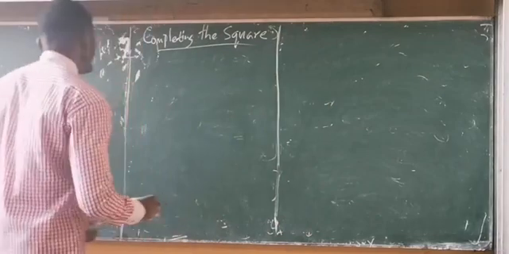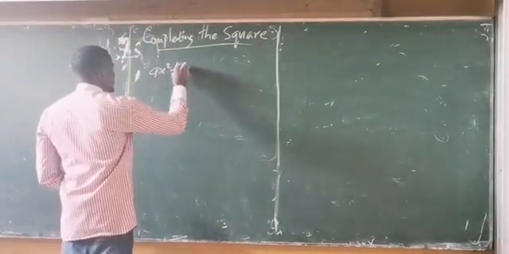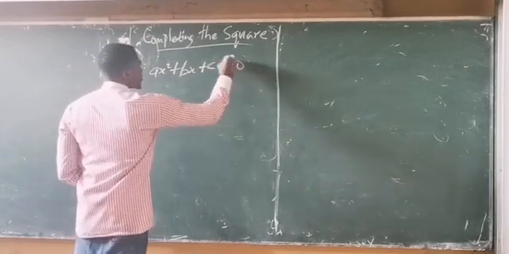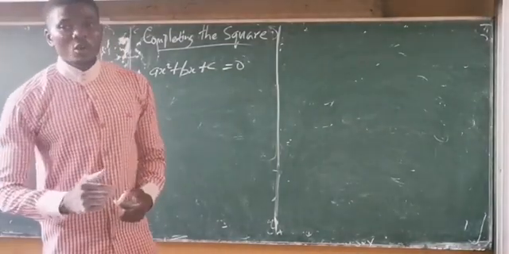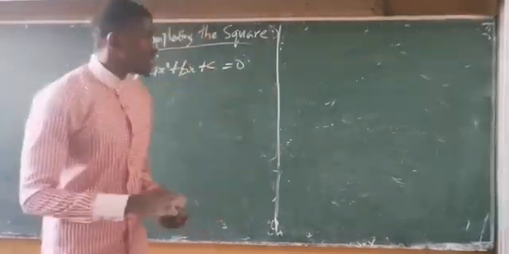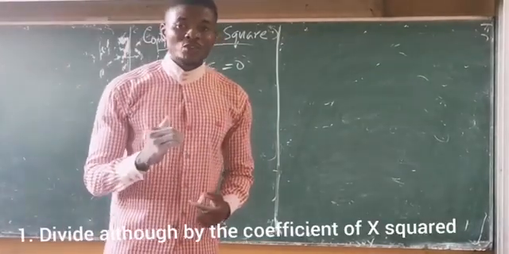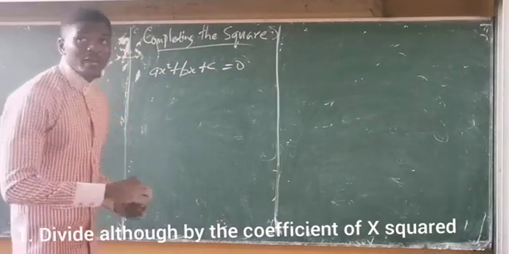So let's say we have ax squared plus bx plus c equal to 0. These are the steps in which you approach the completing the square method. The first thing to do is divide both sides by the coefficient of x squared.